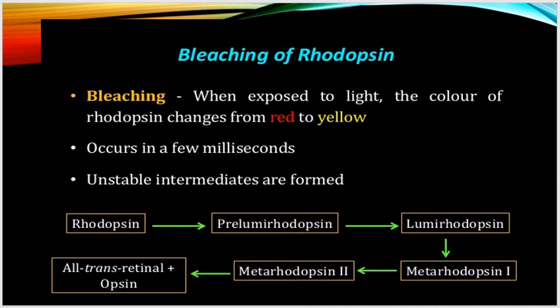The process of rhodopsin bleaching: when it is exposed to light, the color of rhodopsin changes from red to yellow. It occurs in a few milliseconds and unstable intermediates are formed. The rhodopsin is converted into pre-lumirhodopsin, which is further converted into lumirhodopsin. Further it is converted into metarhodopsin 1, metarhodopsin 2, and finally the all-trans retinal plus opsin are formed.